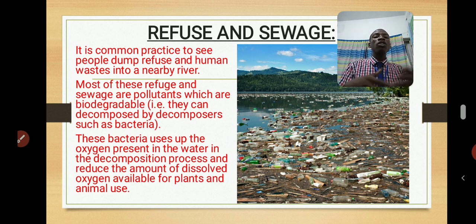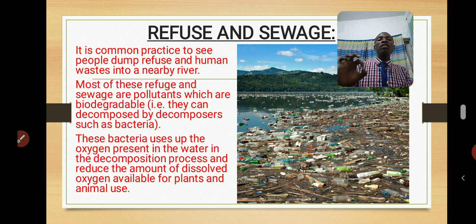Apart from that, sewage also gets dumped into the river. I remember in those days, what people normally do is they will go to that gutter whenever it's raining, and defecate there, then the water will carry it to the river. All these things are polluting the rivers. Now the question is, how do they pollute river? That is our concern as scientists. How do this refuse and sewage pollute rivers?